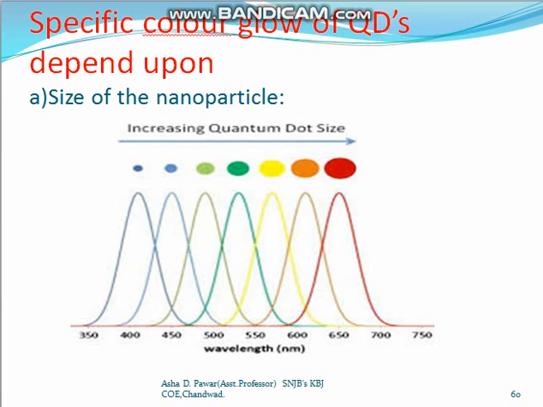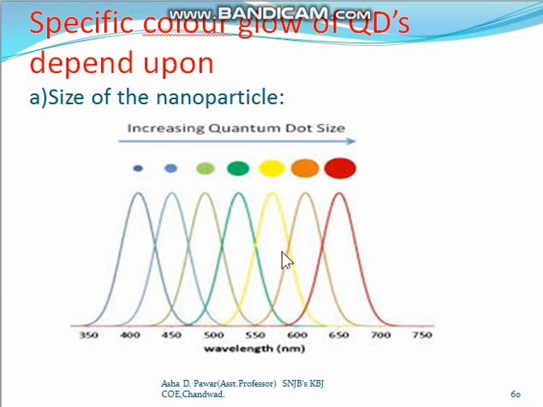Next important, the specific color glow of a quantum dot depends upon the size of the nanoparticle. Already I told you that the color intensity, or which type of color can be glown by the quantum dot, depends upon its size. Which specific color glows of a quantum dot depends upon the size of the nanoparticle.